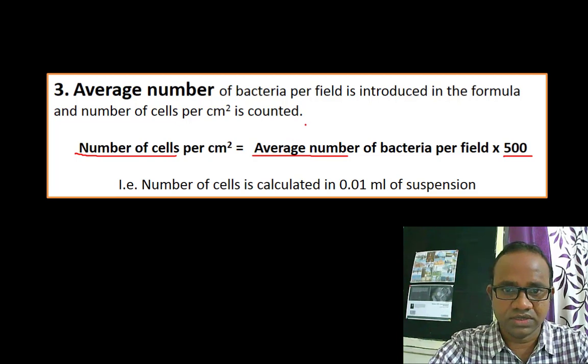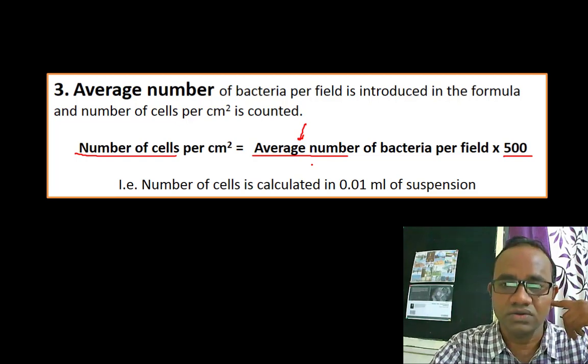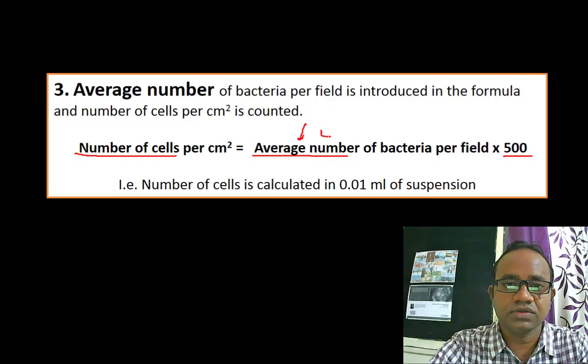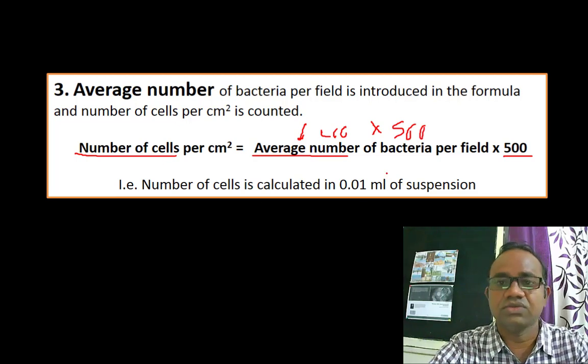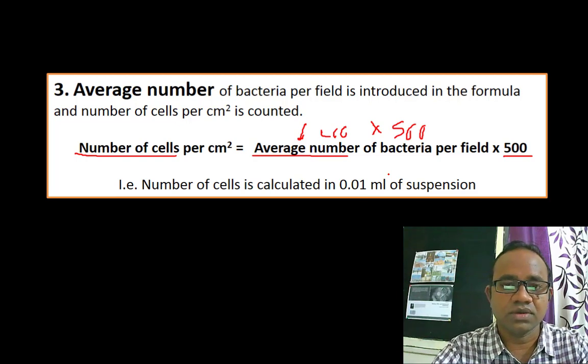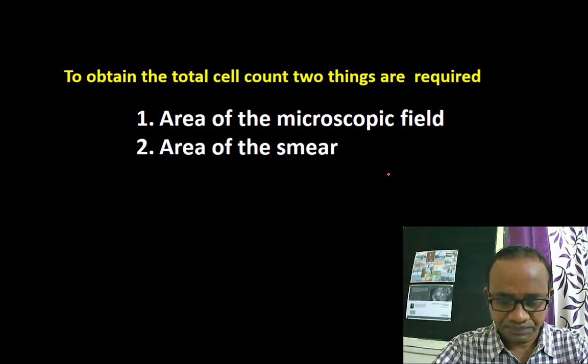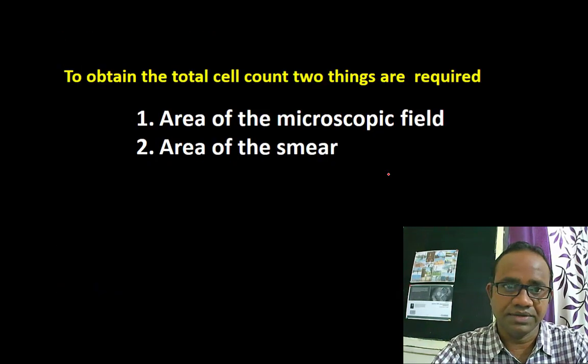Suppose in one particular microscopic field we count the bacteria, say 2000. So 2000 multiplied by 500 becomes the total number of cells in your smear. In this way we can calculate the total number of bacteria present in your sample or the medium.